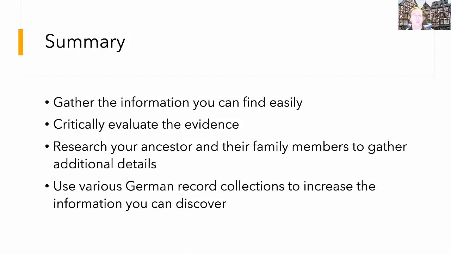And then you want to use various German record collections to increase the information that you can discover. Use the Orts family books. Use the church records. Use the state and local archives to gather the information that goes with the family. A lot of times when I'm in those records, I'm just going page by page, looking in the columns to find if the surnames are popping up, and then doing the research on that family group and seeing if they're in my family tree or I need to just add them with new information.